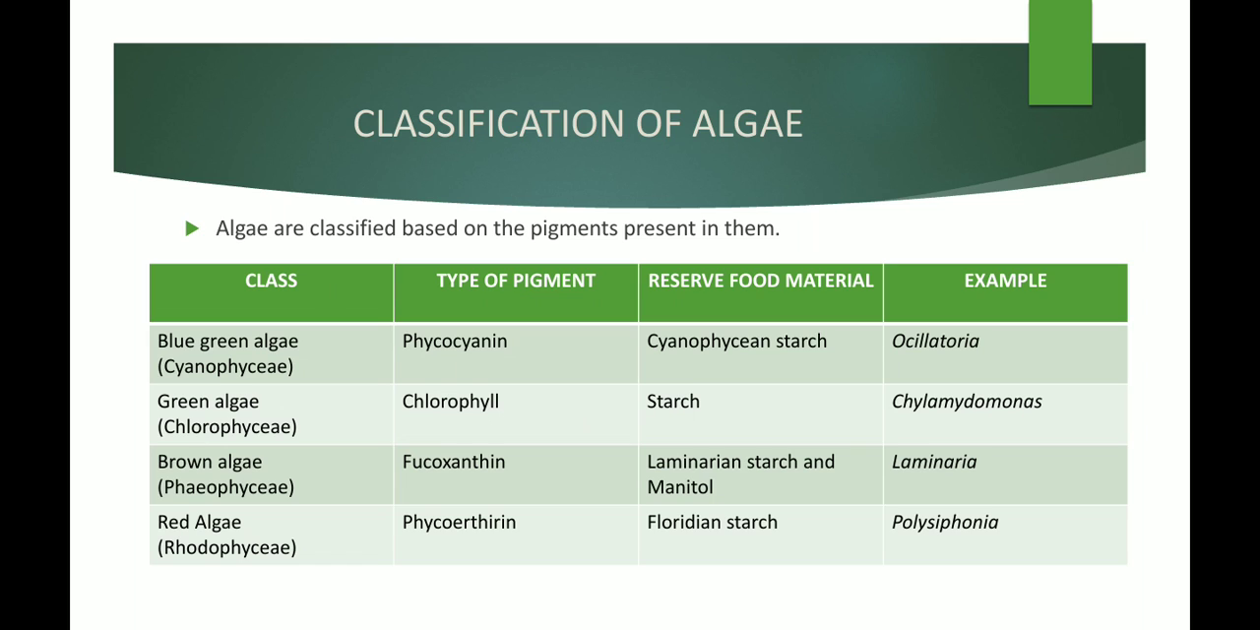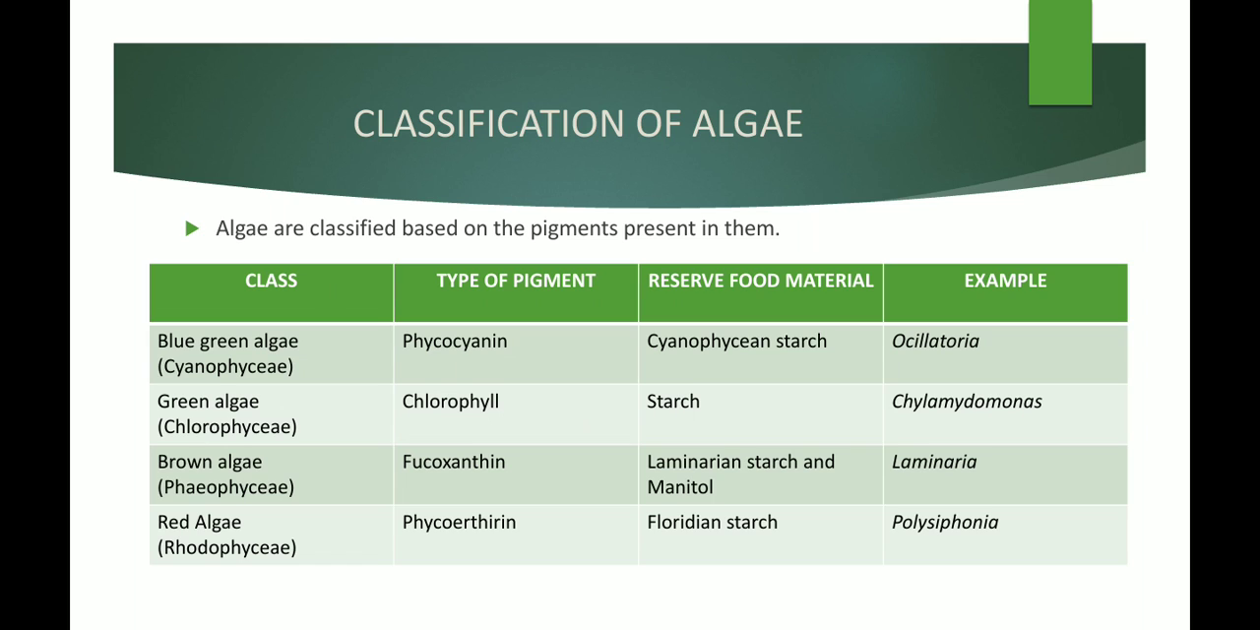An example is Laminaria. The last one is red algae. The group of red algae is called Rhodophyceae. The pigment present in them is called phycoerythrin. Phycoerythrin is the pigment present in them and the food material found in them is floridean starch. An example of a red algae is Polysiphonia. So these are the main four classifications, that is, blue-green algae, green algae, brown algae and red algae.